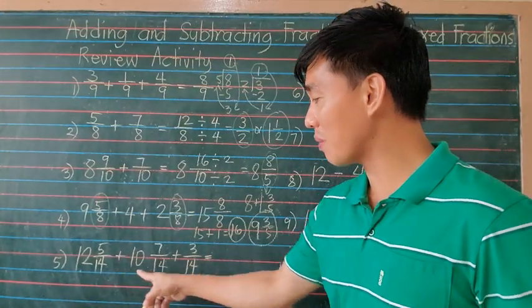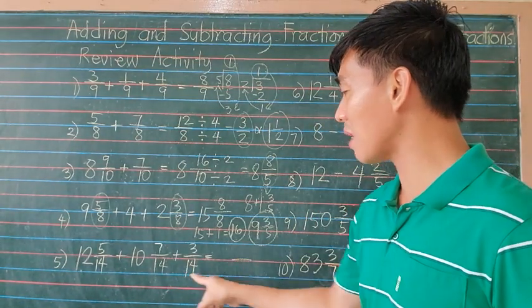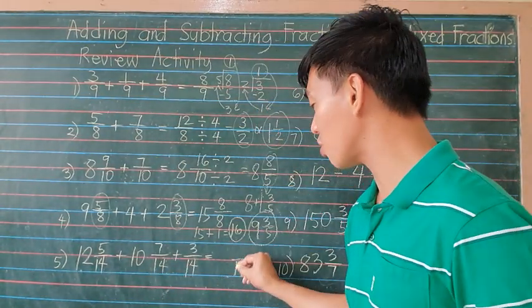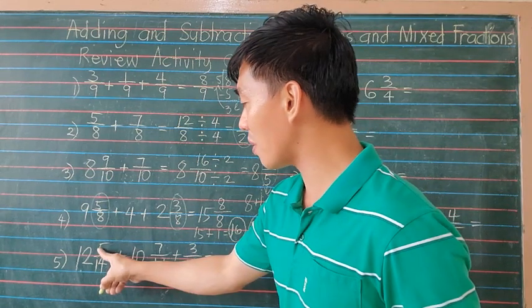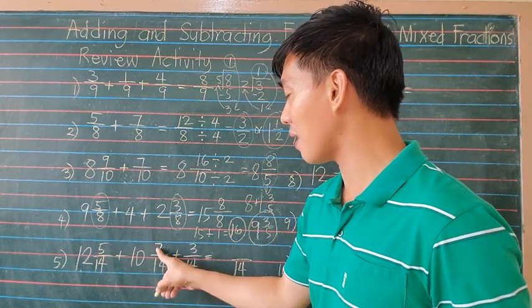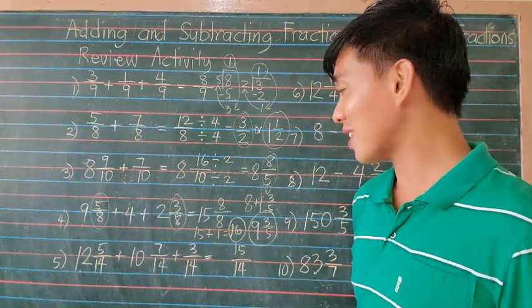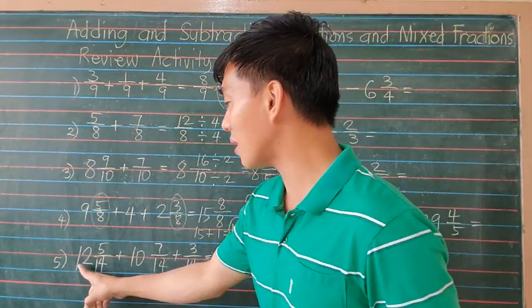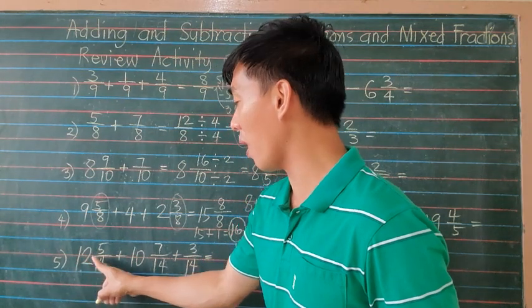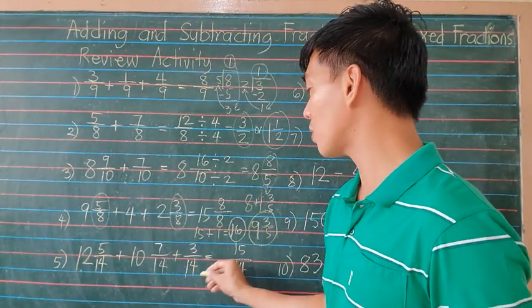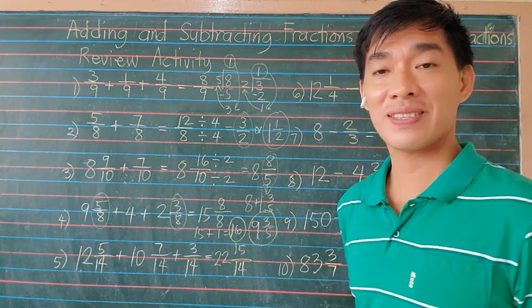Let's proceed to item number 5. Of course, they have the same denominators na, 14. So just copy 14. Add the numerators: 5 plus 7, that's 12, plus 3, that is equal to 15. The next thing that we have to do is add the whole numbers separately. 12 plus 10 plus 0, so that is equal to 22. Okay?